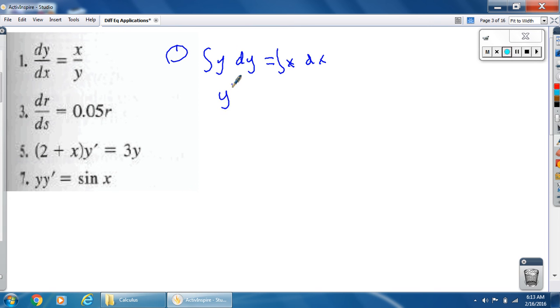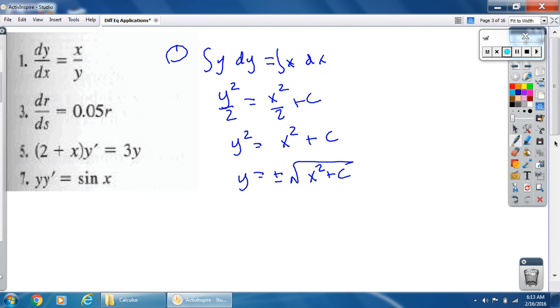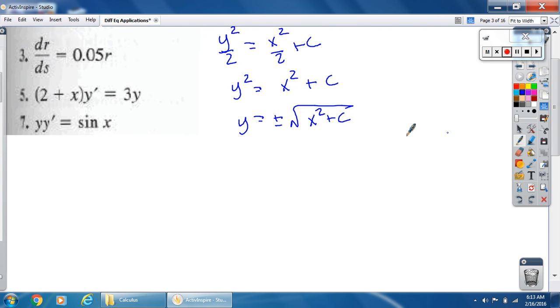On the left-hand side, I get y squared over 2. On the right-hand side, I get x squared over 2 plus c. Solving for y, I get y squared equal to, multiplying both sides by 2, and I know this is going to bug you a lot, but 2 times c is just c, and then if I want to get y by itself, I get plus or minus the square root of x squared plus c. Let's go on to the next one. Number 3.